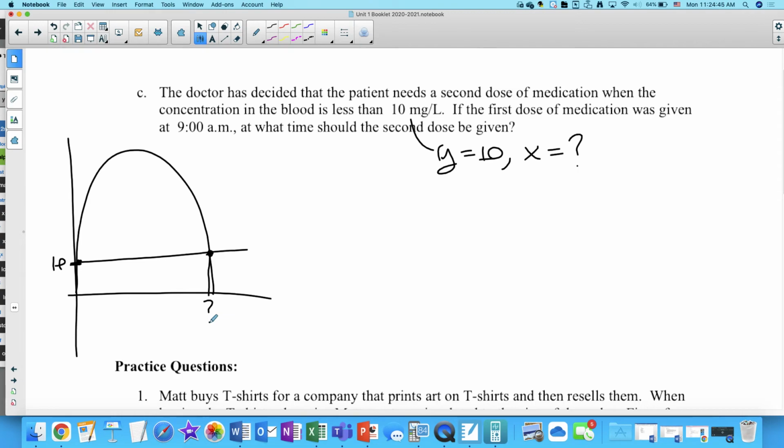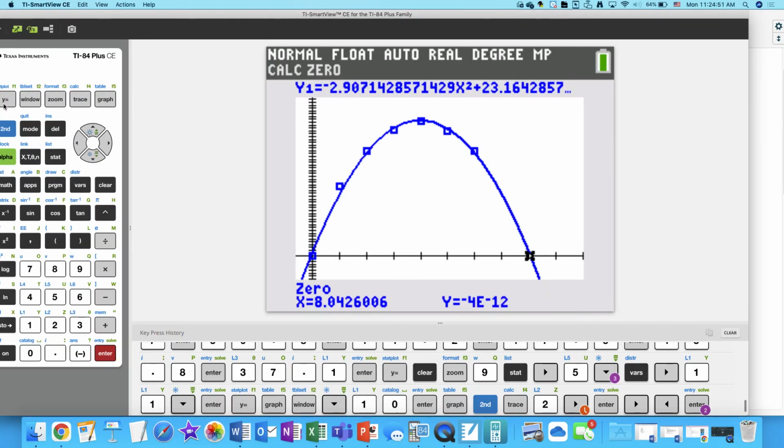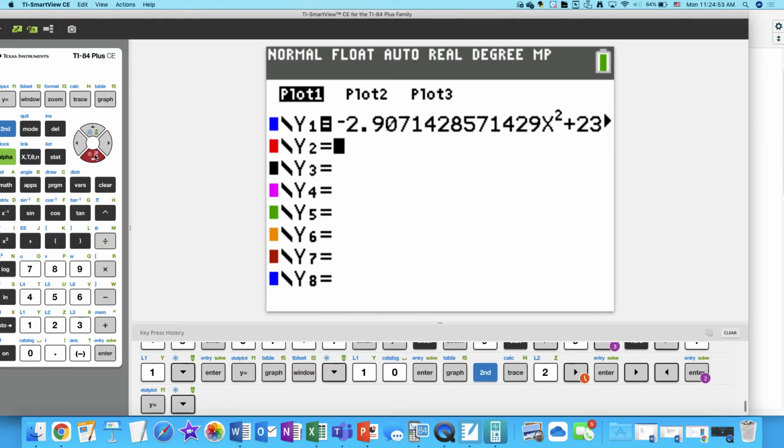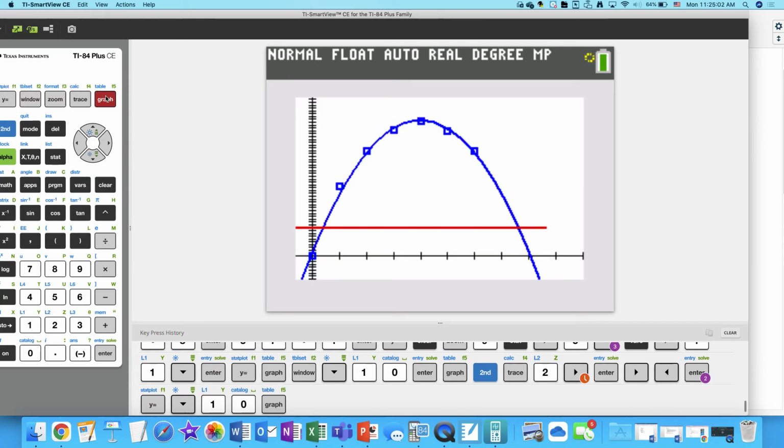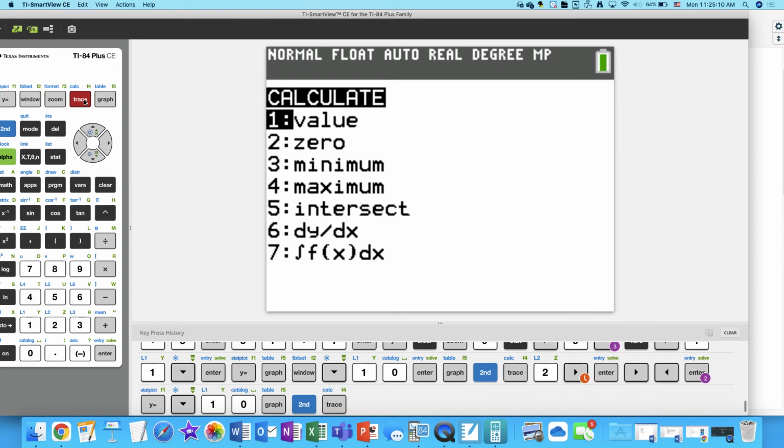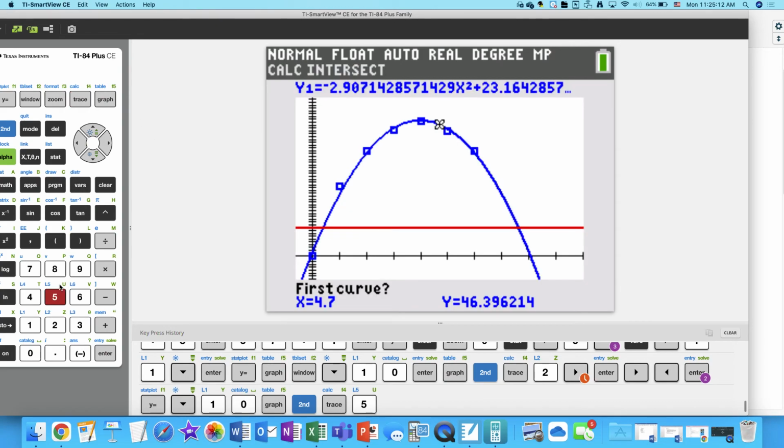So to get that, again, everything's under second trace. And now we want number 5 for intersect. Okay? And we're going to go close to it on one. Doesn't have to be super close. And the other. And we see that x equals 7.594. So this is the point 7.594, 10.